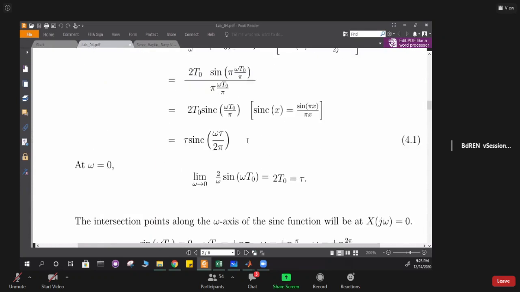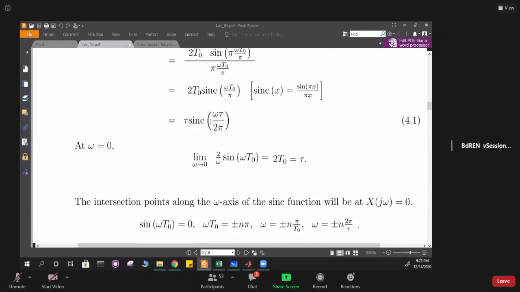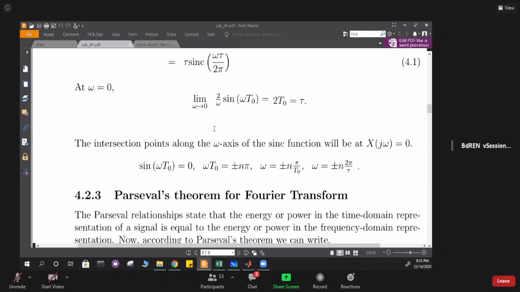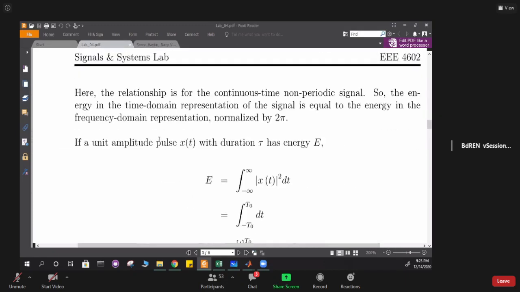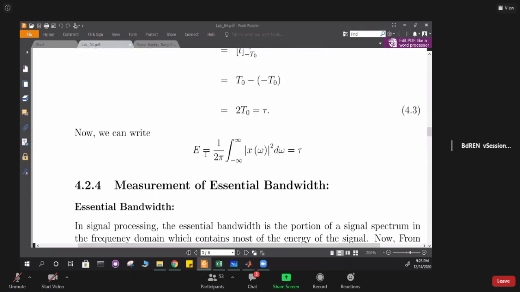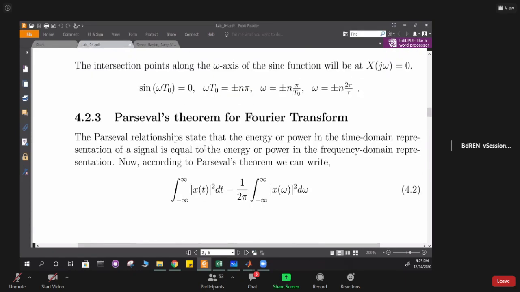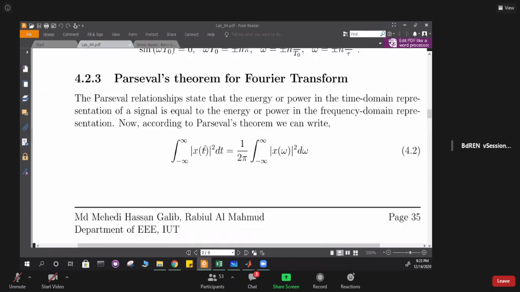So what we did, we calculated X(jω) using a particular equation. We'll be using this equation to verify Parseval's theorem, and also in the calculation of the measurement of essential bandwidth. We'll be talking about only one example for the Fourier transform.